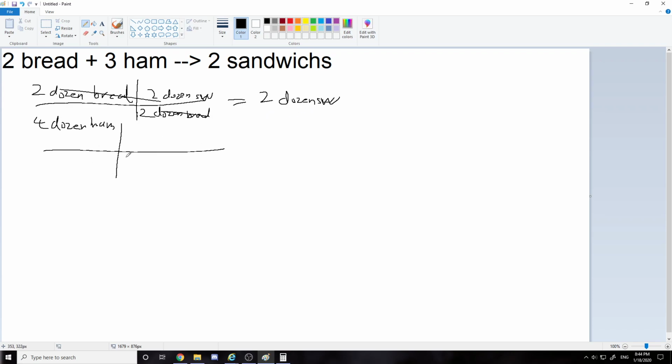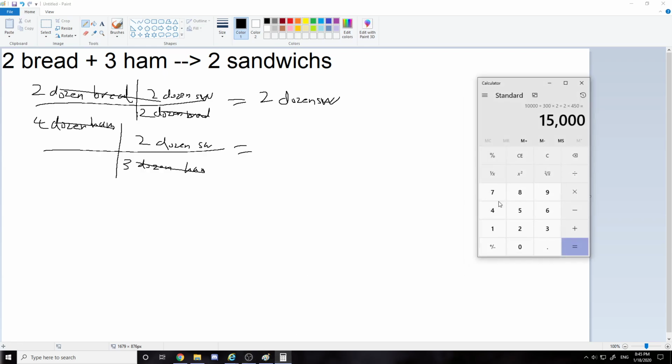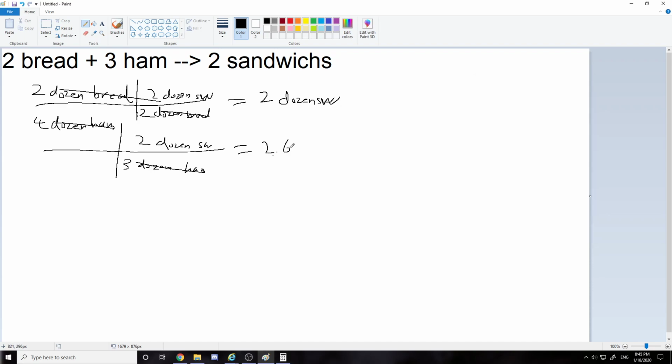For the other one, for every 3 dozen ham gives us 2 dozen sandwiches. Right? For the same reason that we said earlier, ham and sandwiches, the recipe. We just scale it up. Our dozens of ham cancel. We have 4 divided by 3 times 2. Okay, that is 2 2/3, 2.67 dozen sandwiches.